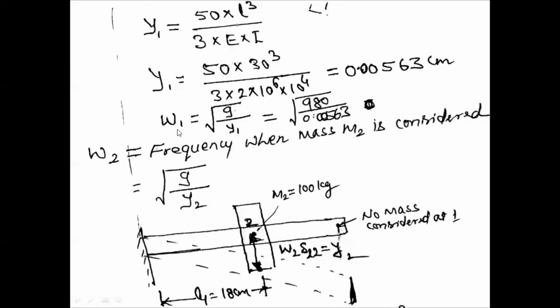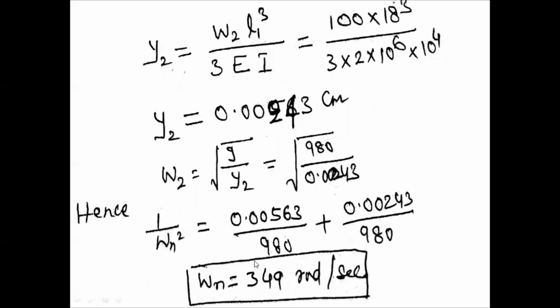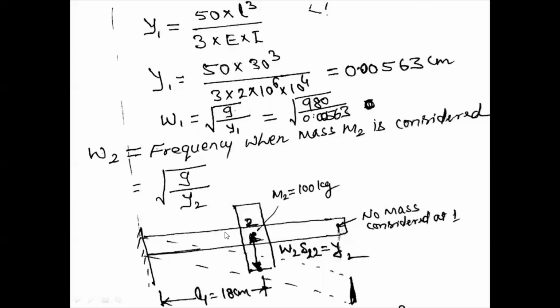So you can calculate the value of omega 1, that is square root of G by Y1. The value of G is taken as 980 in terms of centimeter per second square, and the value of Y1 is written here. Now we need to calculate the value of omega 2, by considering the mass at point 2 and calculating the deflection under this mass.